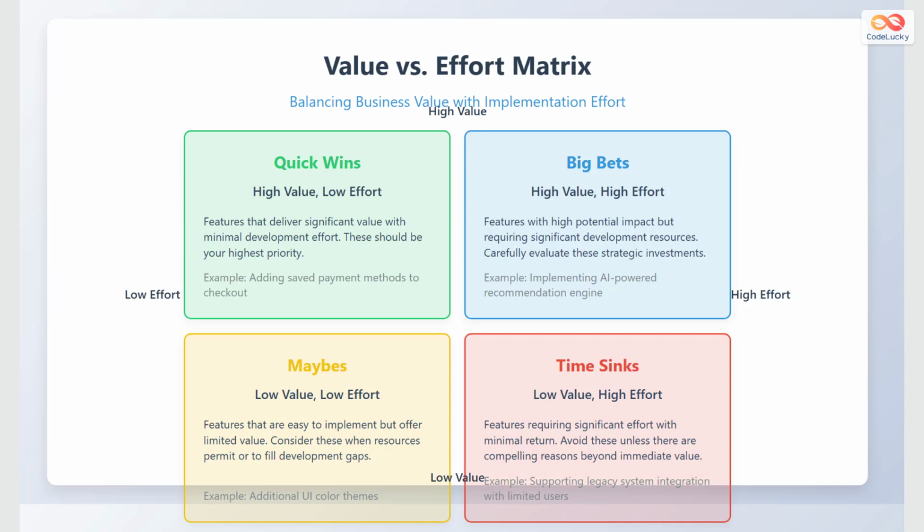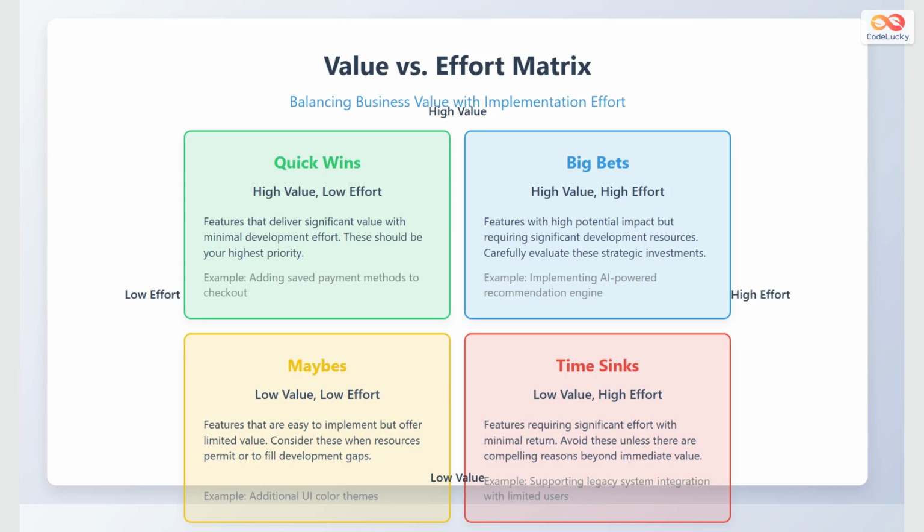The value versus effort matrix is a prioritization technique that balances business value with implementation effort. The matrix is divided into 4 quadrants. The quick wins quadrant represents features that deliver high value with low effort, making them the highest priority. An example is adding saved payment methods to checkout.